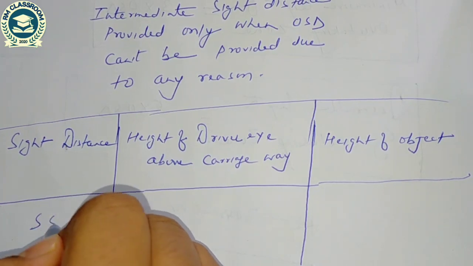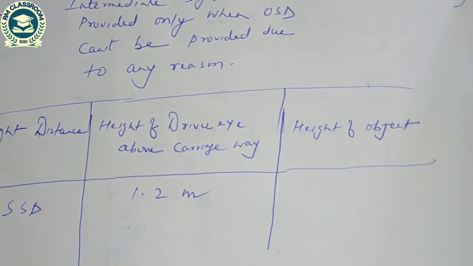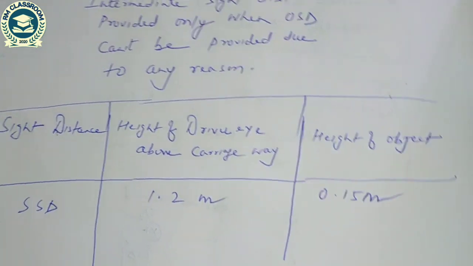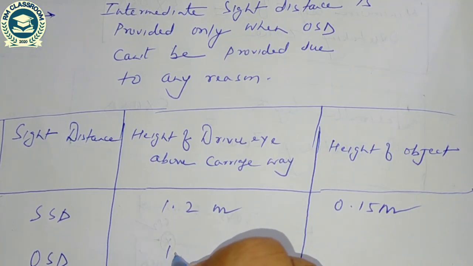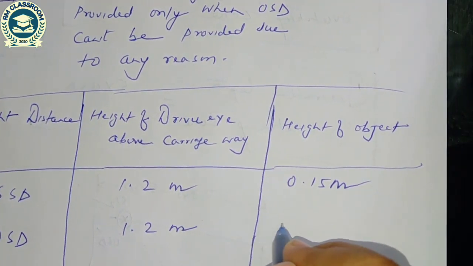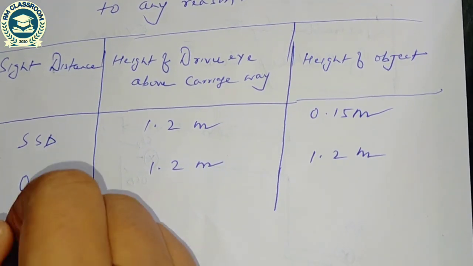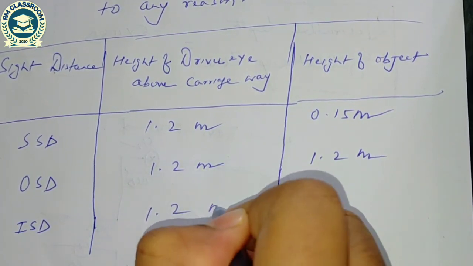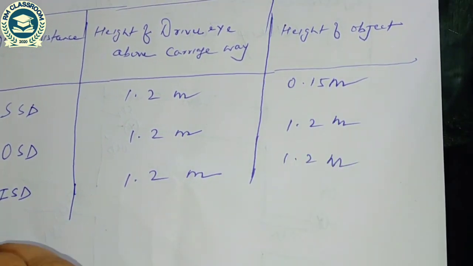So in case of stopping side distance, height of driver eye is 1.2 meter and the height of object is 0.15 meter. Similarly, in case of overtaking side distance, the height of driver eye will be the same 1.2 meter, but the height of object will change and it will also be 1.2 meter. And in case of intermediate side distance, the height of driver eye is 1.2 meter and the height of object will also be 1.2 meter.